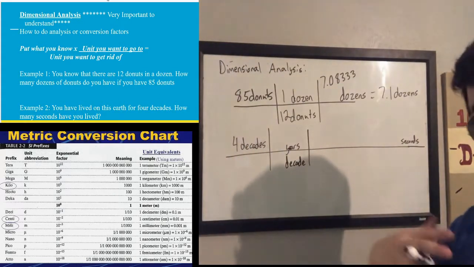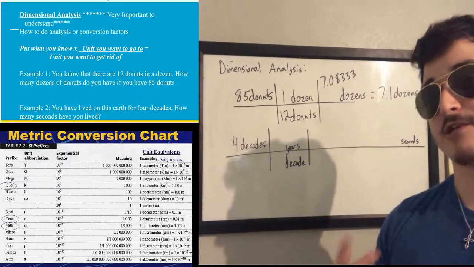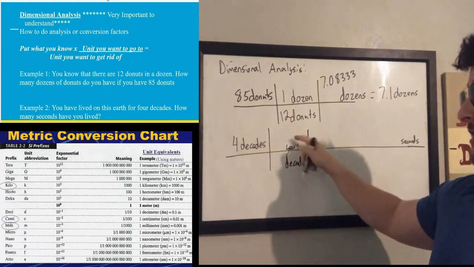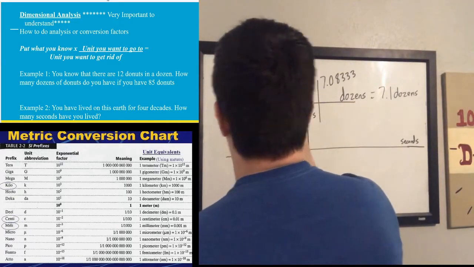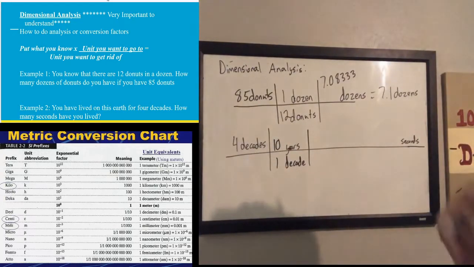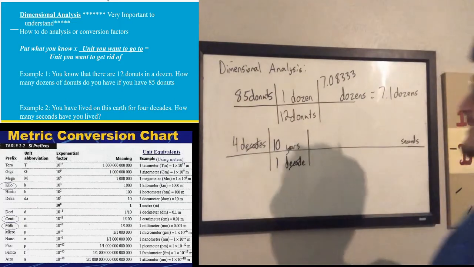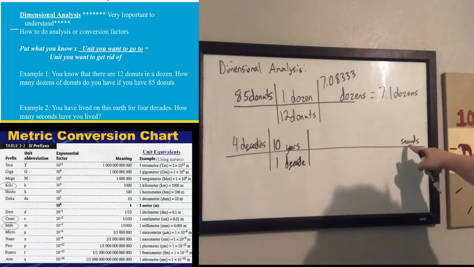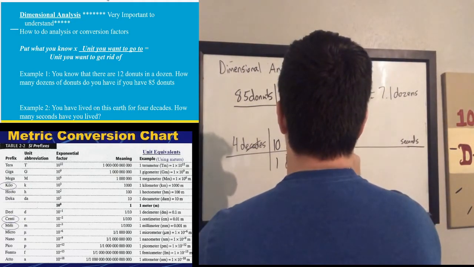Now, this is what we said in the last problem. The 1 is always going to go next to the bigger unit. So ask yourself, which one is bigger, a decade or a year? Obviously a decade. And there's 10 years in a decade. And so what we're doing as we're moving along is we're seeing our units cancel out until all we're left with is our intended unit, seconds. Now, I don't know how many seconds are in a year. I do know that I got to get rid of years. So I'm going to send that to the bottom.